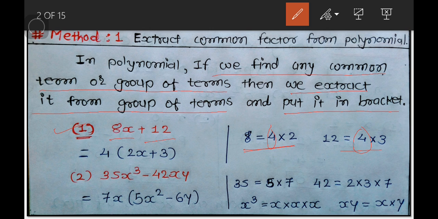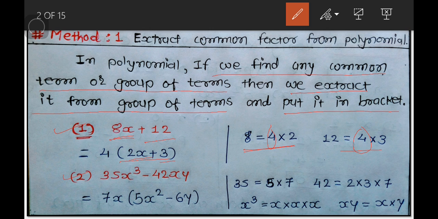Then we extract 4 from both the terms. If we extract 4 from the first term 8x, then the remaining part is 2x, and if we extract 4 from 12, then the remaining part is 3. So the remaining part of the given polynomial after extracting 4 from both terms is 2x plus 3, and we put it in a bracket. So this is the method for extracting a common factor from a polynomial.